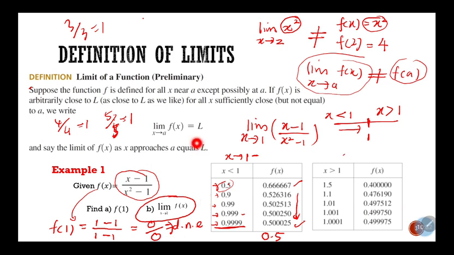Here we check for x approaching 1 from the right. That means we replace x with values more than 1 but approaching 1 from the right, only slightly more than 1, not too much. So we start with 1.5, bigger than 1. When you replace 1.5 into this function, you get 0.4. Then you reduce the value a bit to 1.1. So 1.1 minus 1 over 1.1 square minus 1. Then you get this value, 0.476190. It reduces more with 1.01.